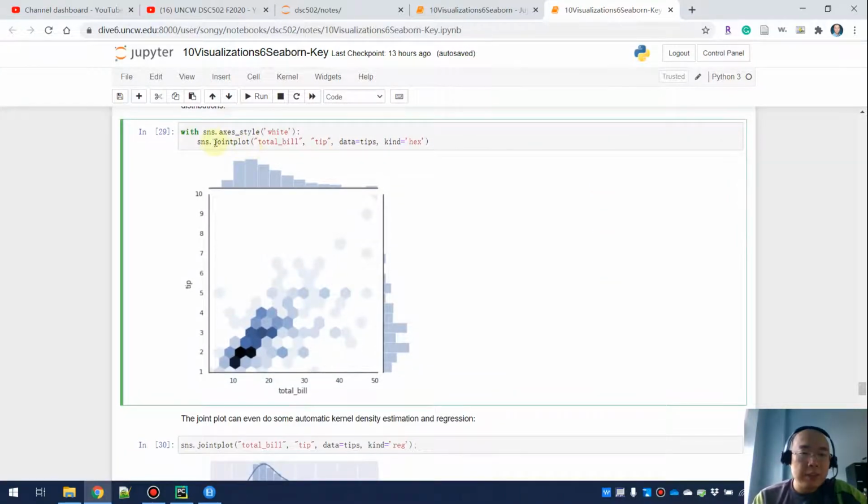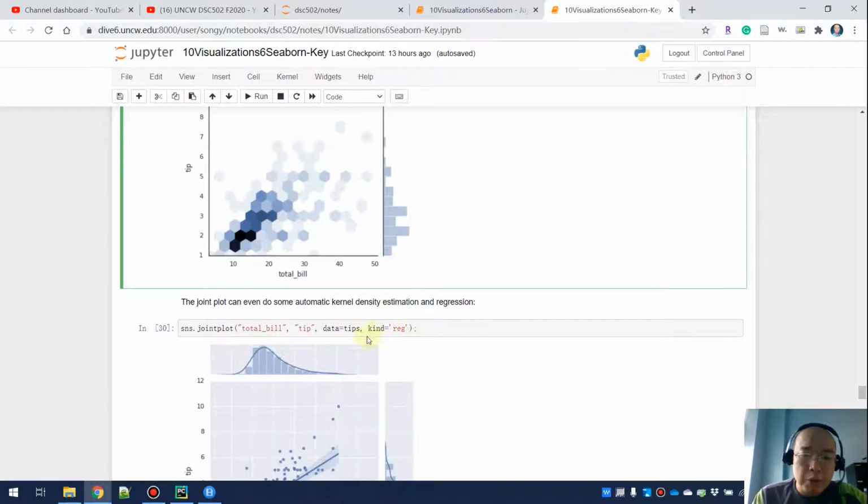And this is a joint plot, and I'm showing the total bill and the tip. So the total bill is the x-axis and the tip is the y-axis. Of course, we are expecting a positive correlation because the higher the bill I'm paying, the higher the tip I probably also want to pay. Okay, and I'm using hexagons in this case.